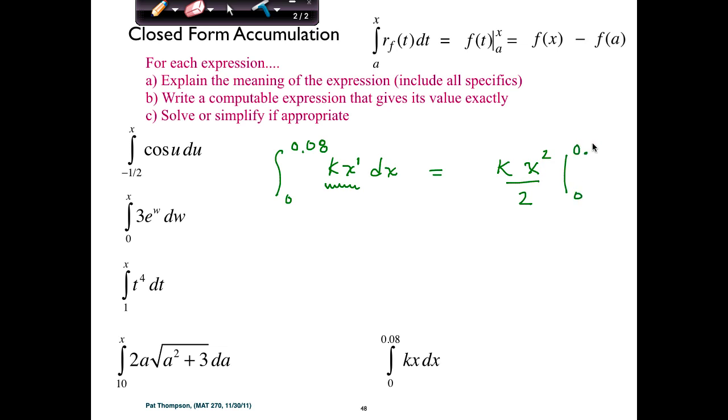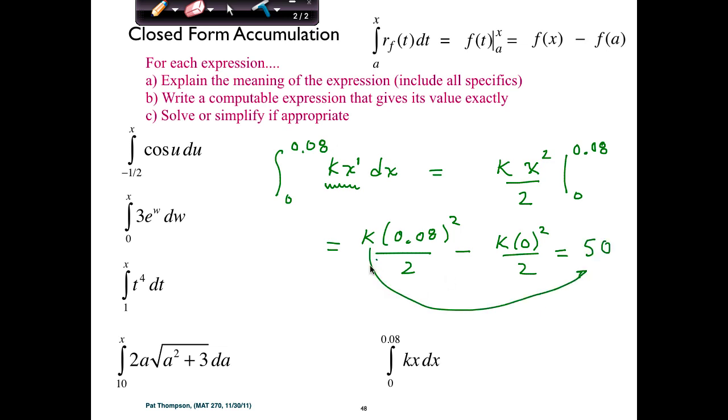0 to 0.08. Plug in the 0.08, plug in the 0. Now this time, you plug in 0, you get 0, right? Not every time though. Check it. You got to check it every time. And we know that equals, that was the 50. And so now we can easily solve for k. Why? Because we got a closed form for that net accumulation of work.